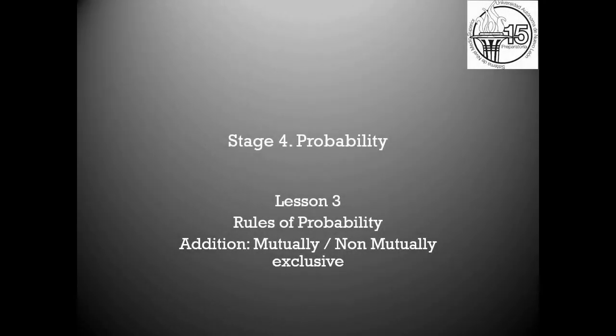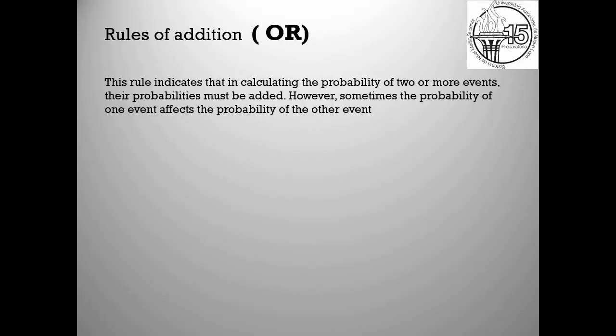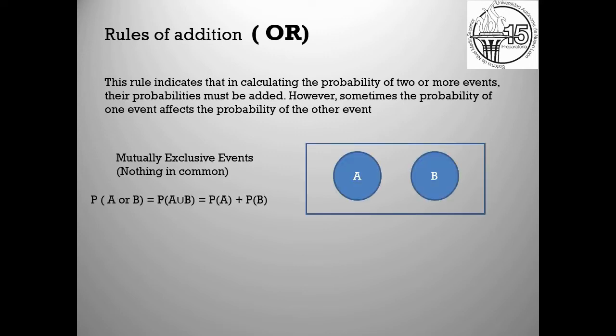Lesson number 3, Rules of Probability. The rule of addition, that is for mutually and non-mutually exclusive events. Rule of addition. This rule indicates that in calculating the probability of 2 or more events, the probability must be added. However, sometimes the probability of an event affects the probability of the other event.